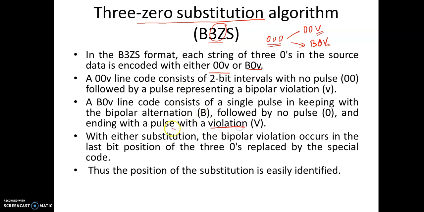V represents a violation, a pulse width violation, and B represents a bipolar alteration. For example, if I have a positive pulse, by bipolar alteration, B means the next should be negative. So this should be the normal case, having no error. When I have a positive pulse, the next should be a bipolar alteration, that should be negative. But when I have a positive pulse and the next is again positive, this represents a violation. Similarly, when I have a negative pulse and the next pulse is again negative, this is a violation. So triple zeros will be replaced with either 00V or B0V.